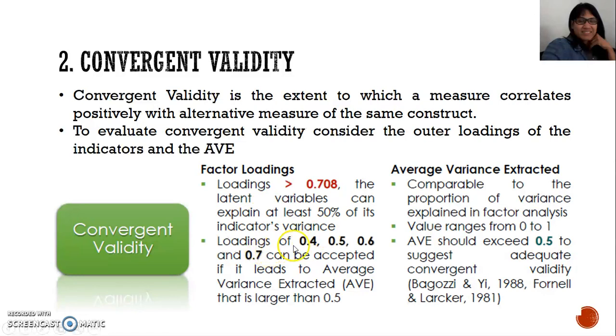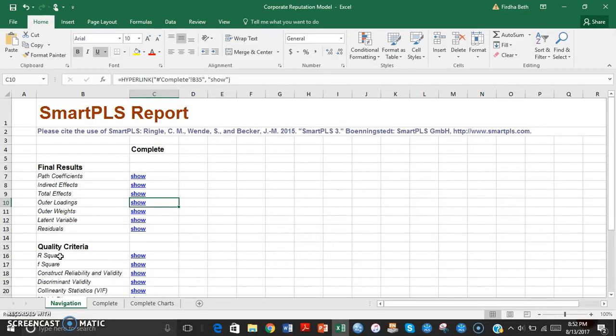Loadings of 0.4, 0.5, 0.6 and 0.7 can be accepted if they lead to an average variance extracted that is larger than 0.5. The AVE is comparable to the proportion of variance explained, and the value ranges from 0 to 1. The AVE should exceed 0.5 to suggest adequate convergent validity. Now we are going to see the outer loadings values and the AVE values. The outer loadings are under final result.